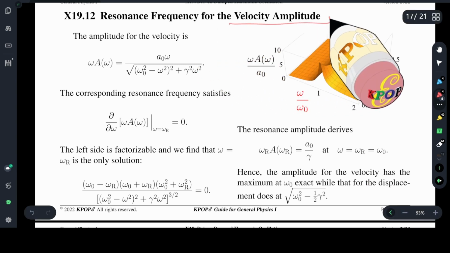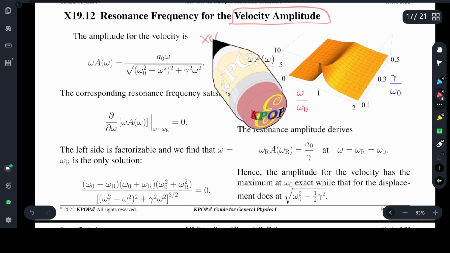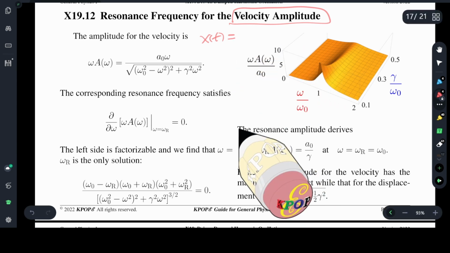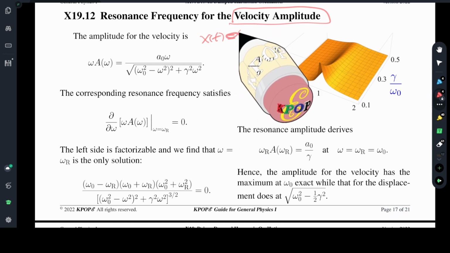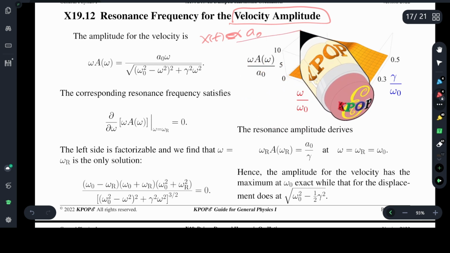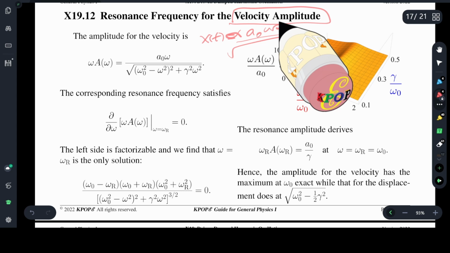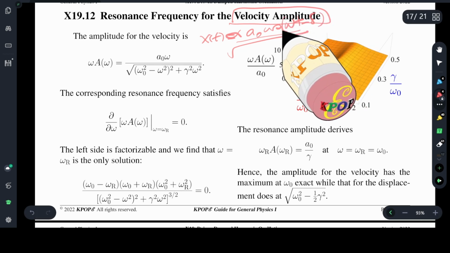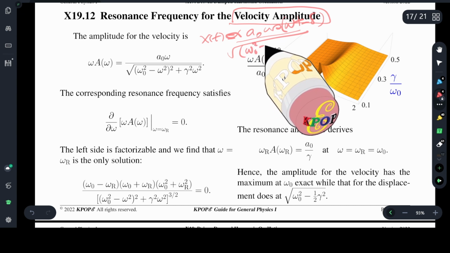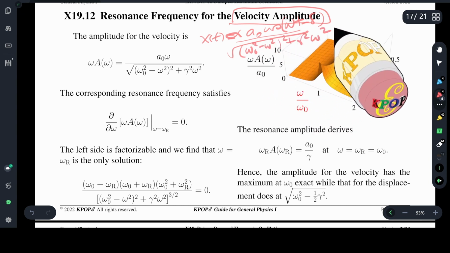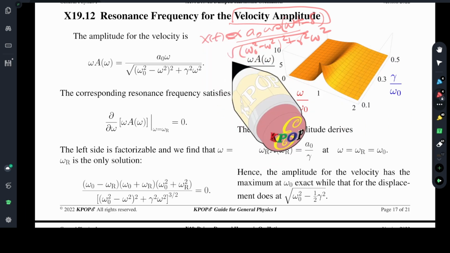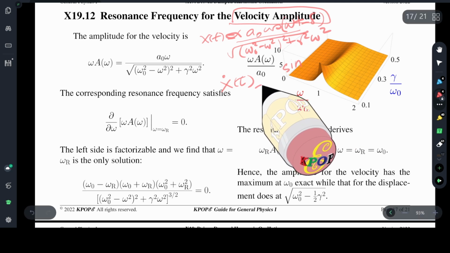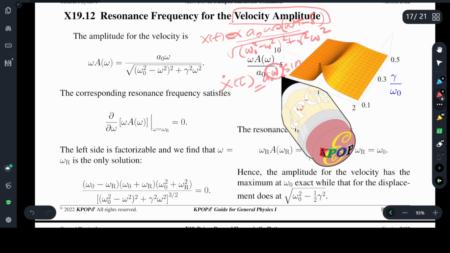Next, we consider the velocity amplitude. Velocity x-dot of t is proportional to A0 and a square root, and cosine omega t minus delta, where the square root is omega 0 squared minus omega squared, squared, plus omega squared gamma squared. If I take the time derivative, we have the velocity, and sine is replaced with cosine, cosine is replaced with sine, and I have an additional omega dependence in the numerator because of the chain rule.